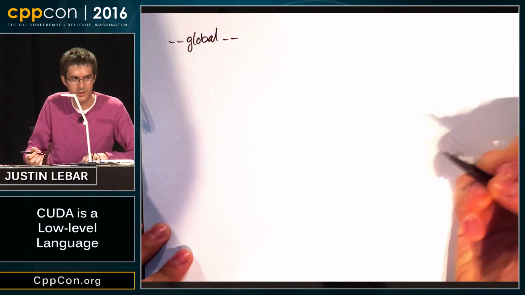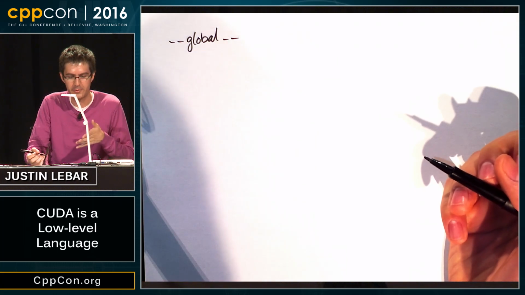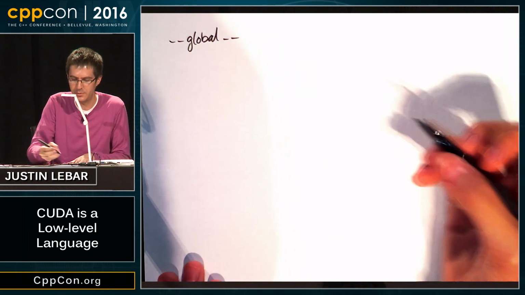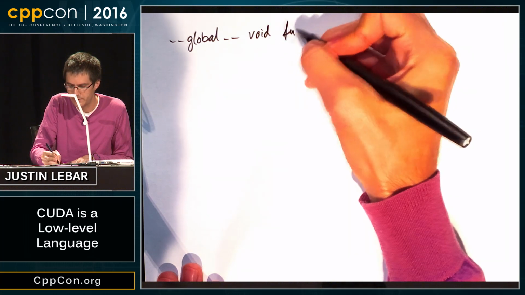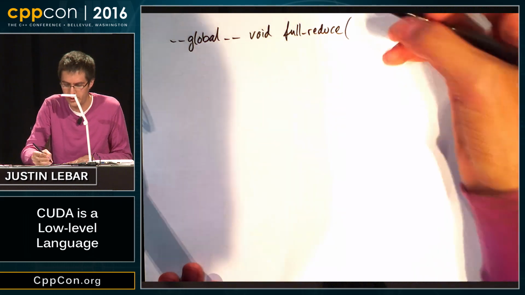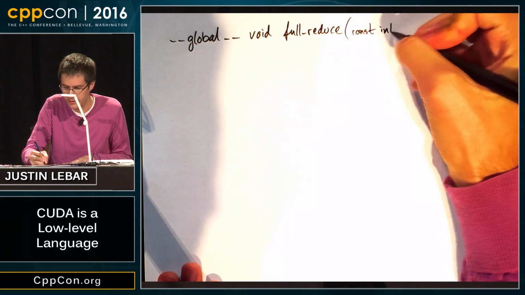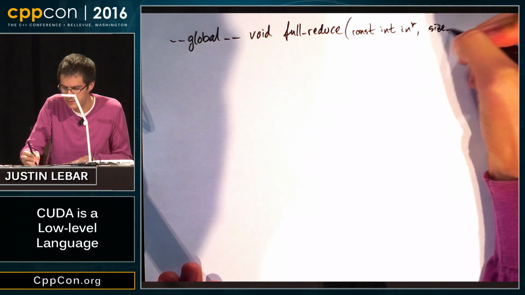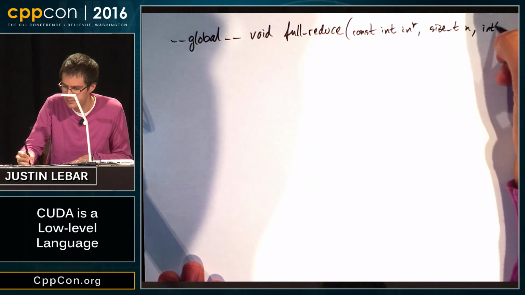We use the __global__ attribute to say that the function we're about to write is a kernel function. Kernel functions are functions that we can invoke from the CPU to start a computation on the GPU. Kernel functions always return void. We'll call this full_reduce. The arguments it takes are pretty simple. We have a pointer of ints, a size_t n, and an int star out.